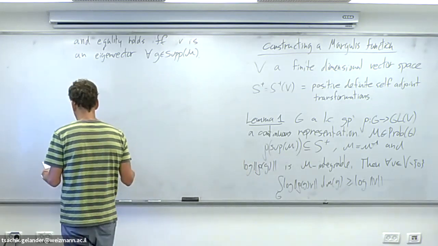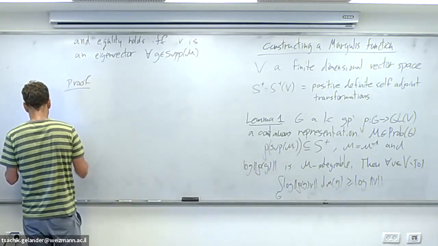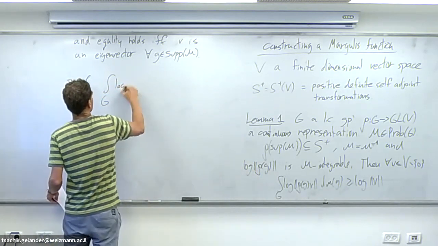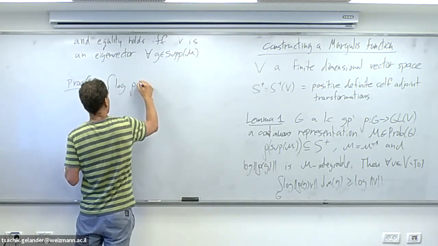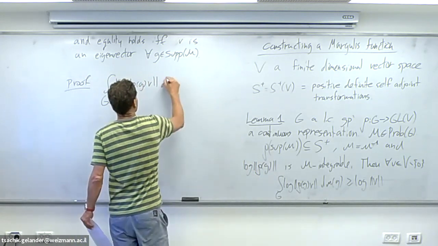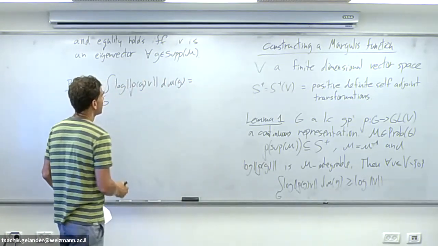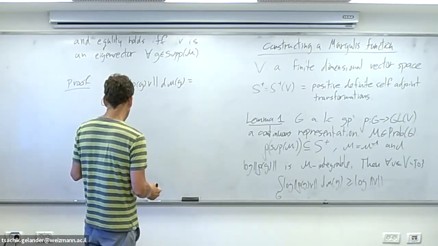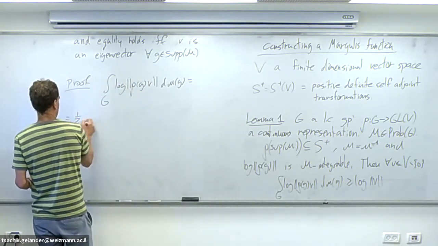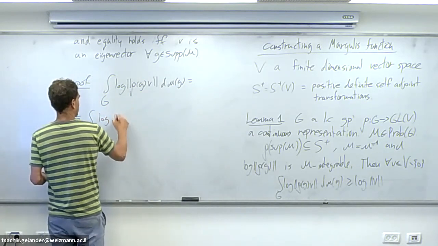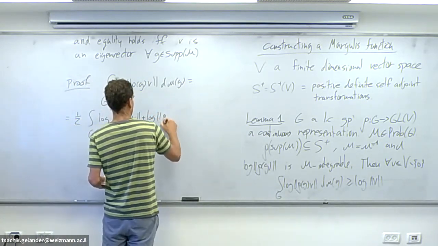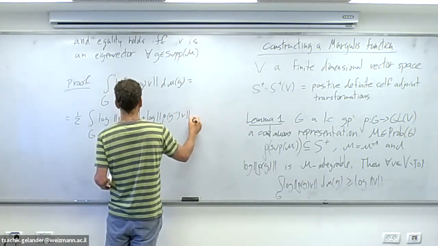Okay, so let's take back the proof. The integral over G of log of norm of gv, dmu, equals half the integral over G of log of norm of gv plus log of norm of g inverse v. This is because mu is symmetric.